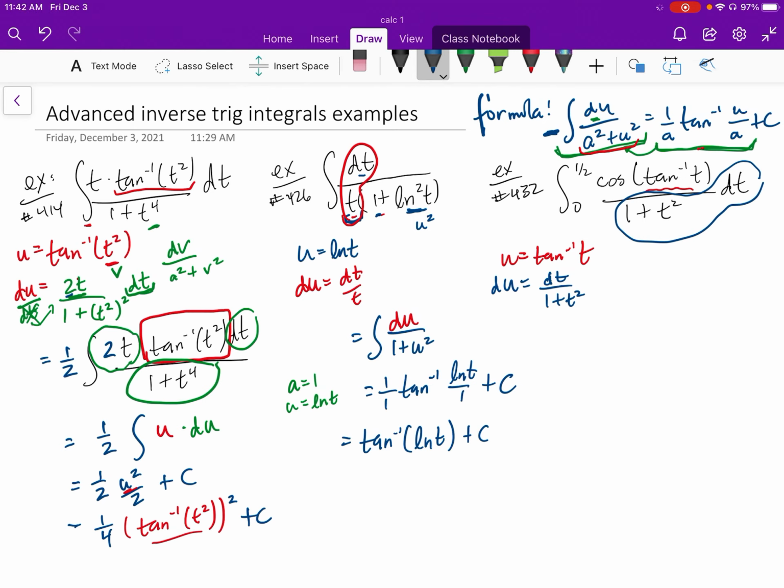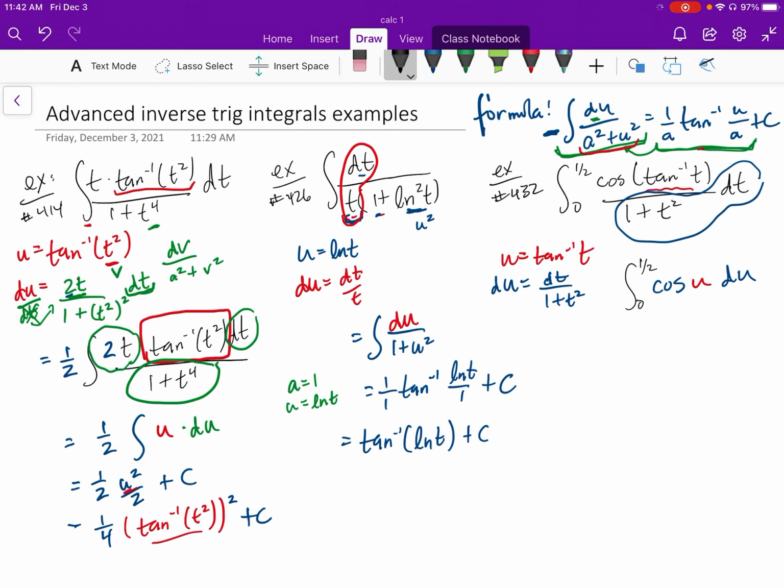And then I have cosine u, right? So cosine u du. dt over 1 plus t squared all became du. And the integral of cosine is sine.